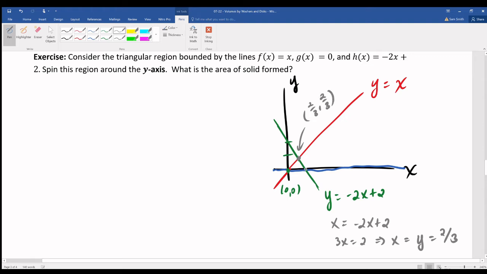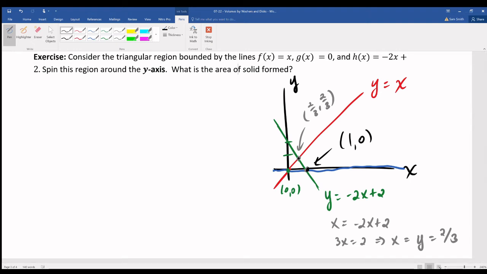And finally, the bottom corner of this triangular region, the one on the right-hand side, occurs when y equals negative 2x plus 2 crosses the x-axis. So that would occur when the y value is 0, and I think that we can achieve that when x is 1. So now that we have decorated this region, let's consider the surface of revolution that we get when we spin this region around the y-axis.